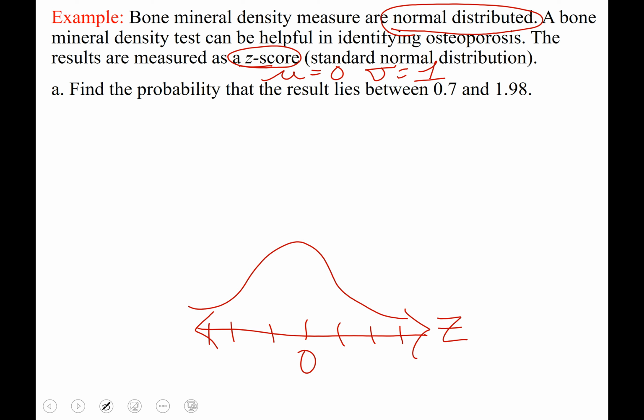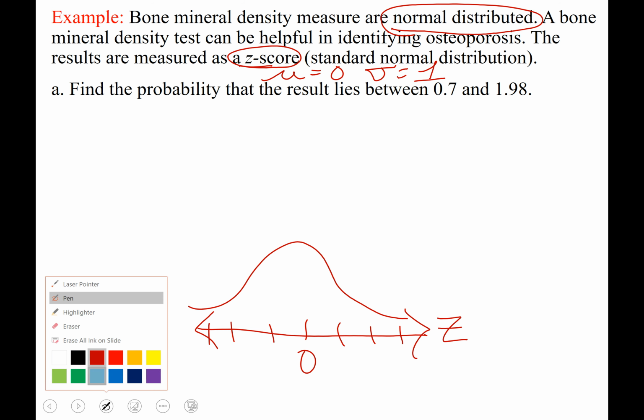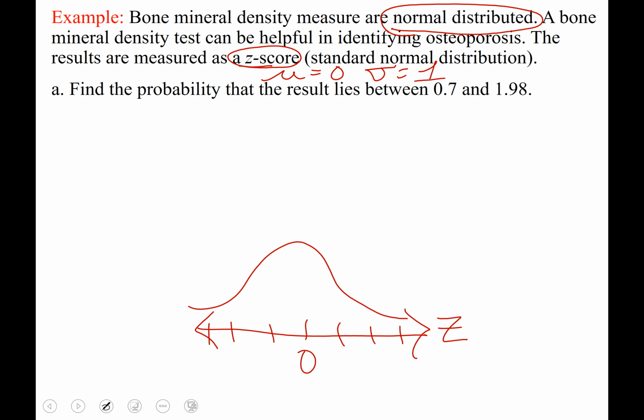Okay, now I'm going to switch to blue. And the 0.7 would be maybe right about here. And the 1.98 would be really close to 2, right there. And the shading is always determined by the wording. This one says between, so we shade between.